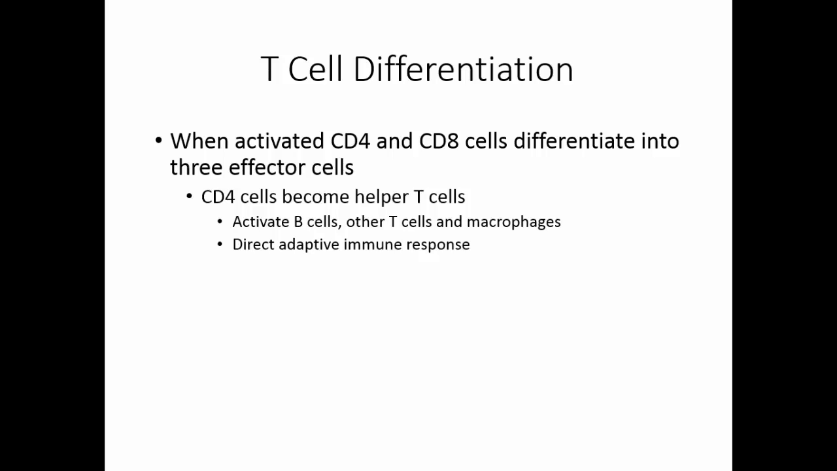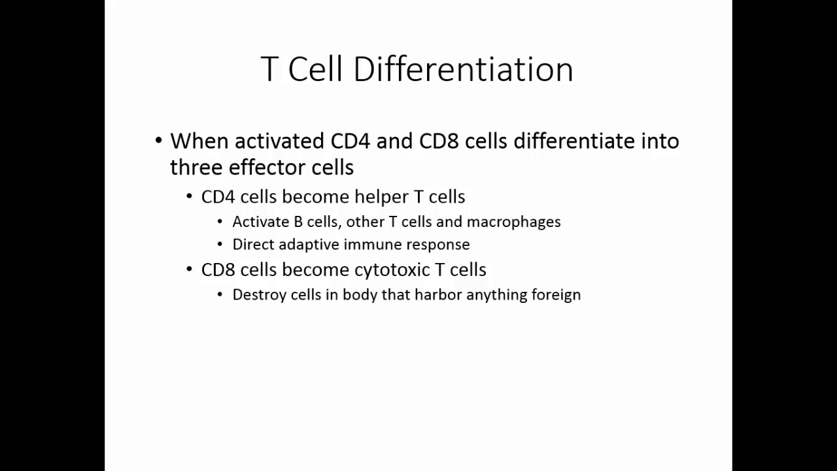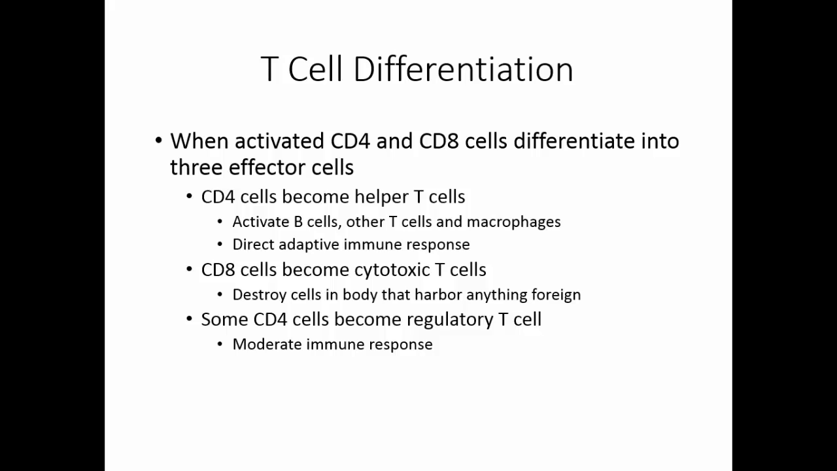The CD4 cells are the linchpin of cellular immunity. Without them, not too much happens. The CD8 cells are the ones that become the warrior cells. They become the cytotoxic T cells. These are the cells that go out into the body and destroy any cell that harbors the foreign antigen. Some of the CD4 cells become regulatory T cells. These help moderate the immune response. Of course, there are always some CD4 and some CD8 cells that become memory cells as well as effector cells.